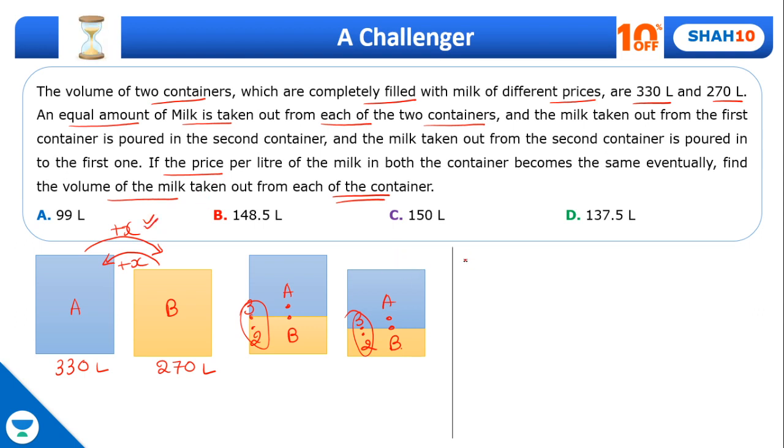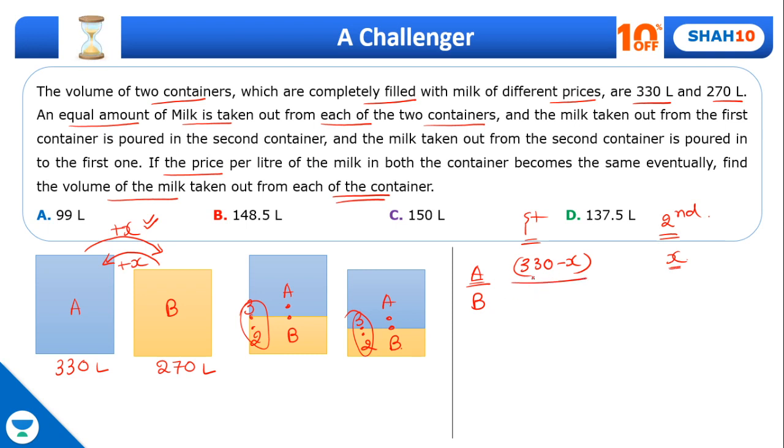So as I know that we need to get ratio of liquid A and B in the first container same as ratio of liquid A and B in the second container, right? So after the transfer, how much of liquid A is left in the first container? Can I say 330 minus X liters of A is left in the first container, right? And this X is being transferred to the second container. So quantity of liquid A in the second container will be X.